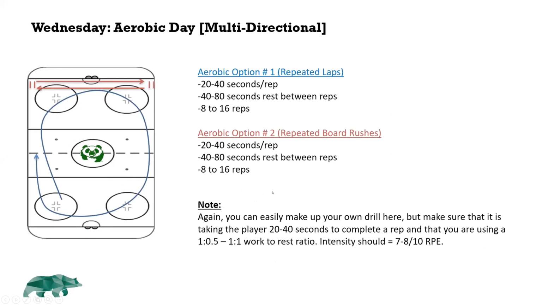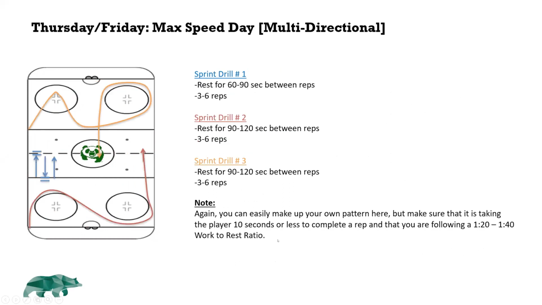Aerobic conditioning, obviously a number of different options that you could do, but again, focusing on the duration of the work output being 20 to 40 seconds with 40 to 80 seconds of rest. And then a multi-directional speed day where the same type of duration for their efforts, but obviously putting some change of direction into the mix.